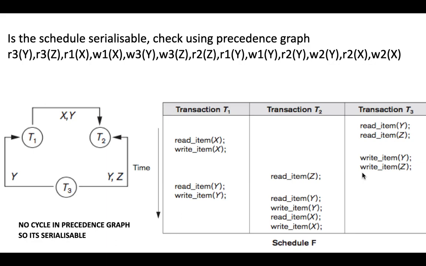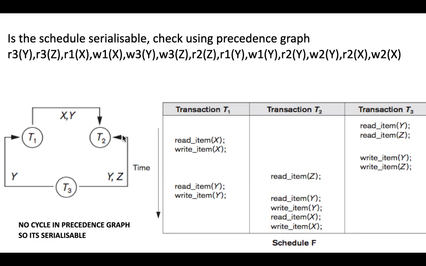Read item Z in T2 and write item Z in T3 are conflicting. So how would the edge come? It would be from T3 to T2 because this comes first, then this. So we have an edge from T3 to T2 and it is because of Z. As of now we have Z only. We will be seeing how Y came.